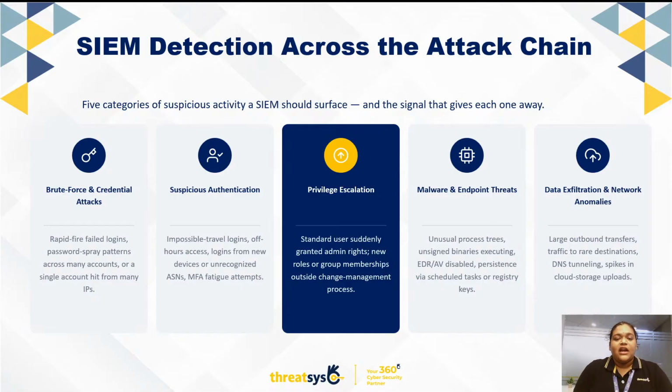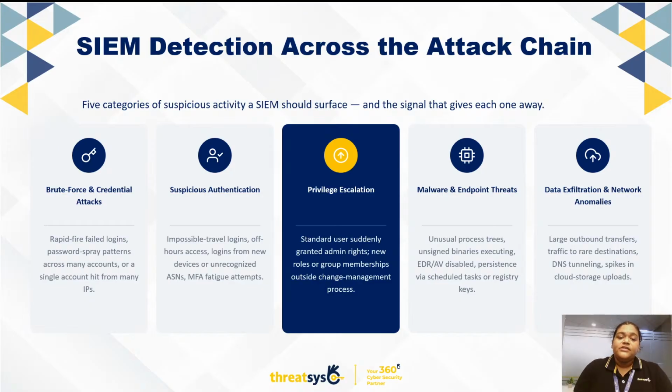Now let's bring that down to the types of suspicious activity security teams commonly need to identify. Brute force and credential attacks are the first category. Typical indicators include a large number of failed login attempts in a short period, password spraying activity across multiple accounts, or repeated attempts against a single account from different sources.